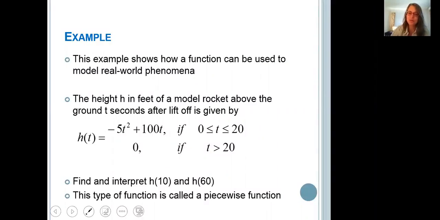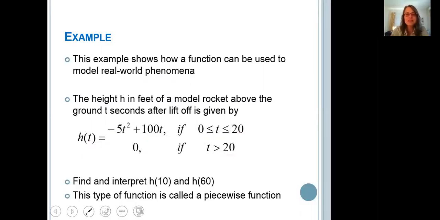So let's try a real-world problem. We are told that the height of a model rocket is h in feet above the ground, t seconds after liftoff. And we're given this function that's defined in two ways. This is what we call a piecewise defined function. What this says is that the height is -5t squared plus 100t, as long as t is less than 20. And it's 0 if t is greater than 20.